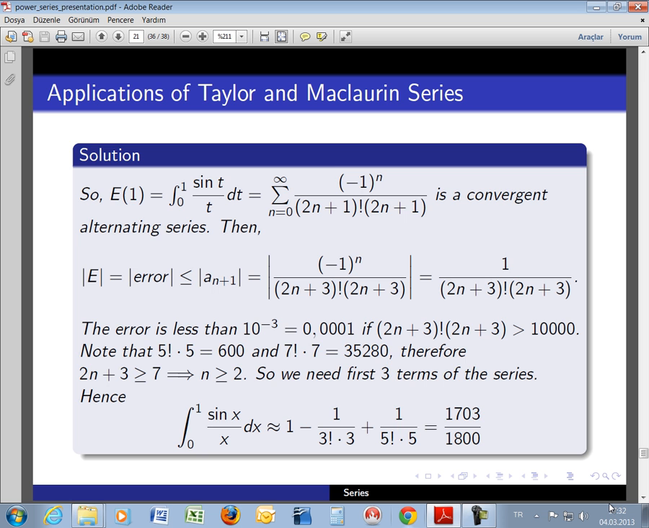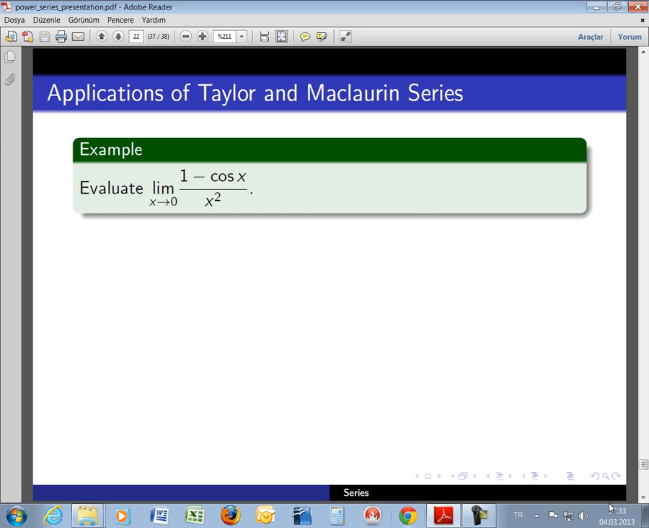But I want to remind you of one more thing. Note that sine t over t at 0 seems to give an improper integral, but this function has a removable discontinuity at t equal to 0, so it is not an improper integral, where the approximated value of this integral is given in this solution.